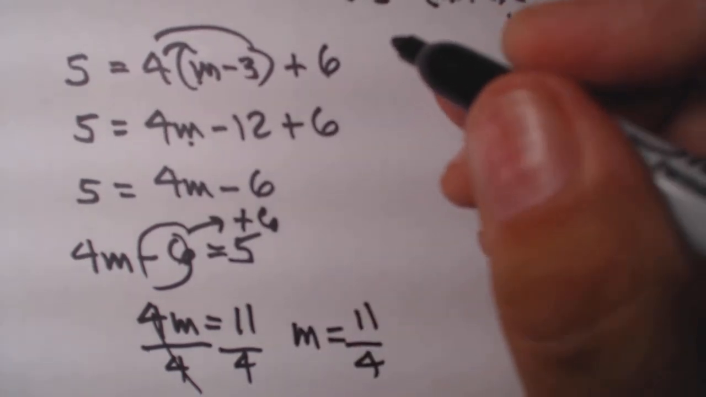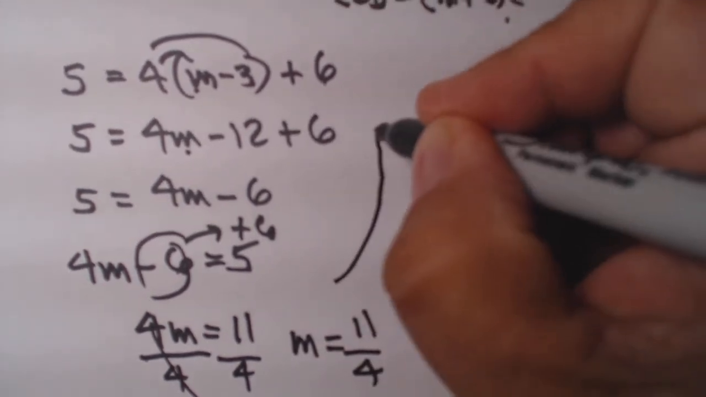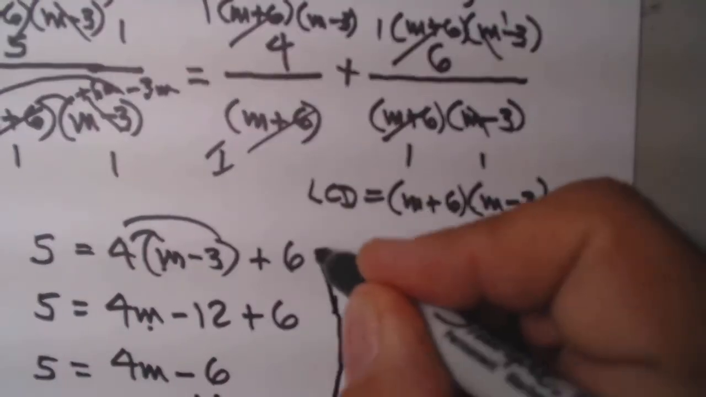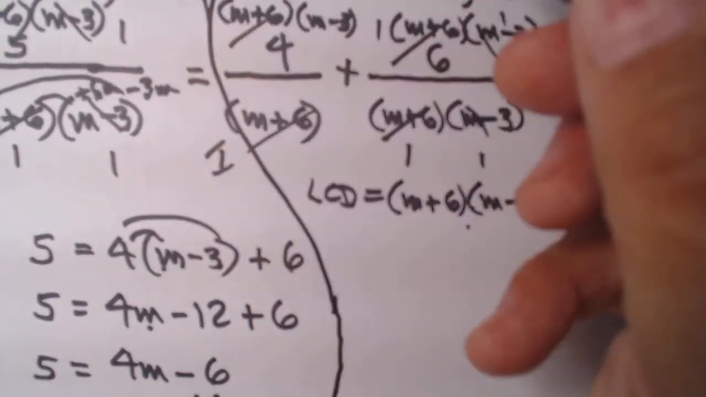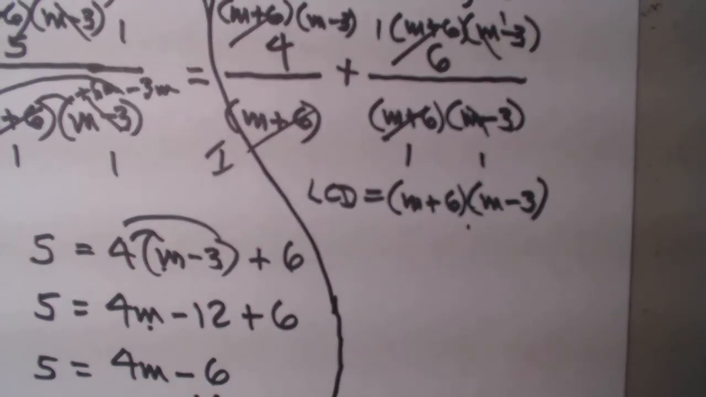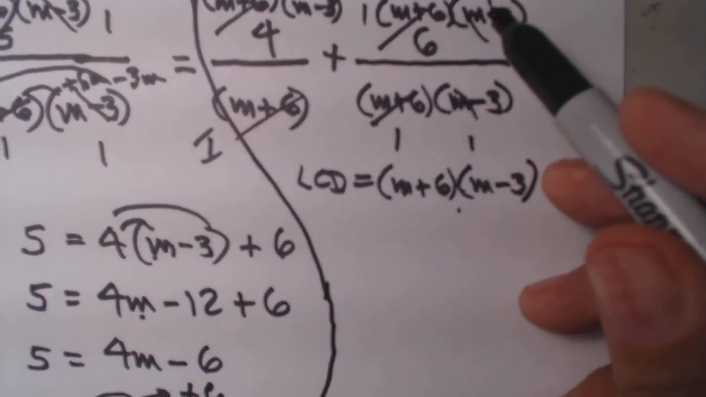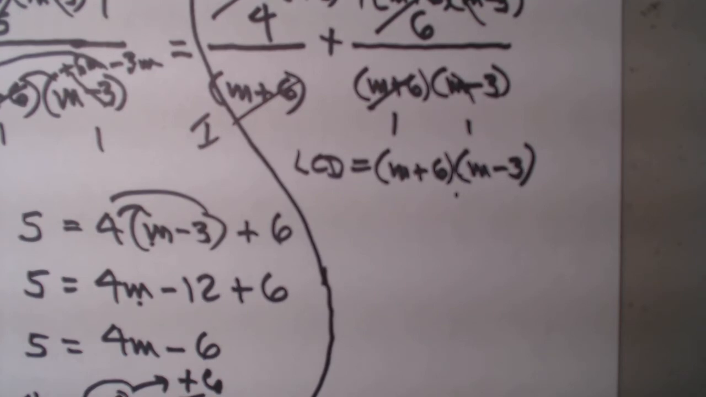Now, once again, go back upstairs and check this against the bad list. Looks like we're good again. The bad list had -6 and +3. Our m equals 11/4. It's good.